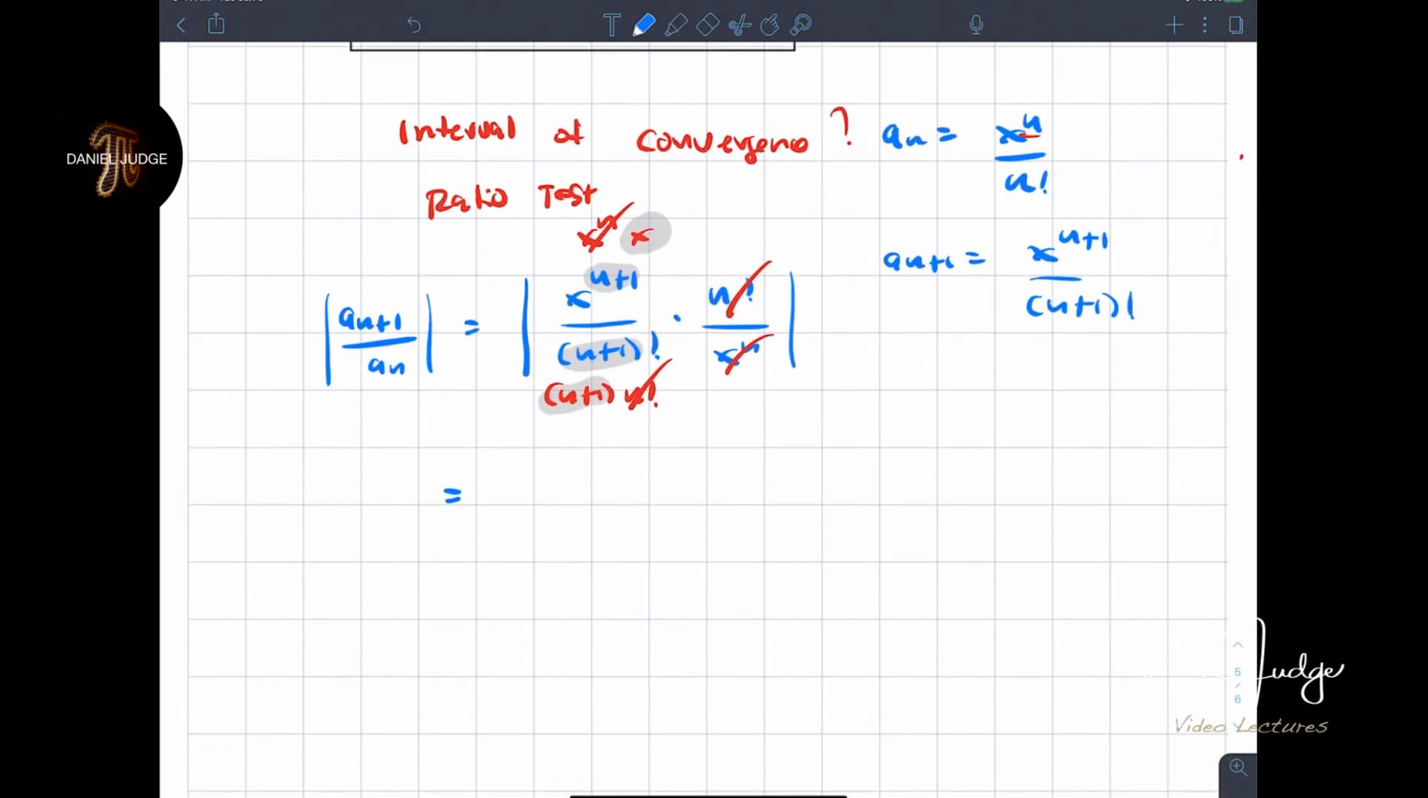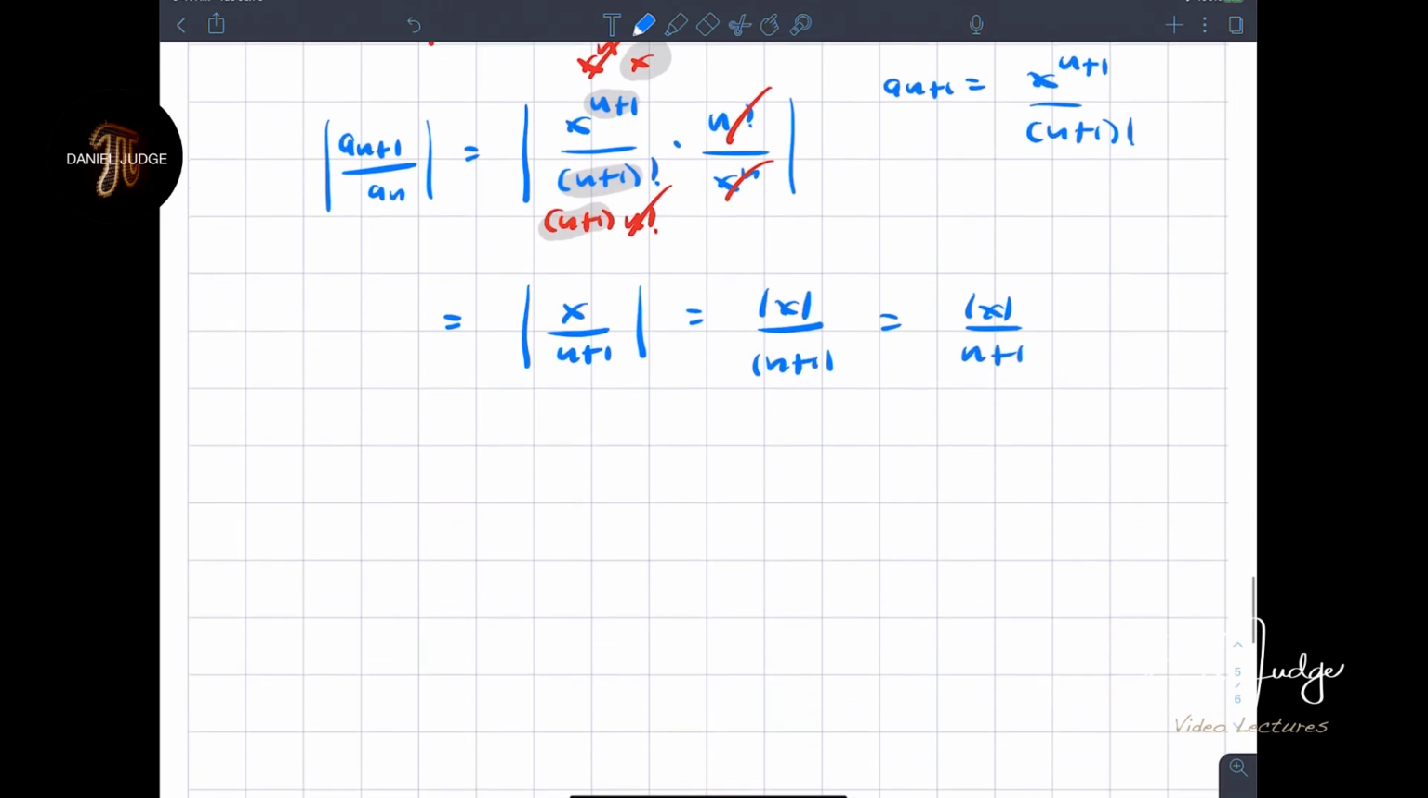So we get the absolute value of x over n plus 1, which is the absolute value of x over the absolute value of n plus 1, which is the absolute value of x over n plus 1. Now, the limit here by the ratio test is the limit of the absolute value of x over n plus 1, and I can pull out my absolute value and get the limit of n plus 1.